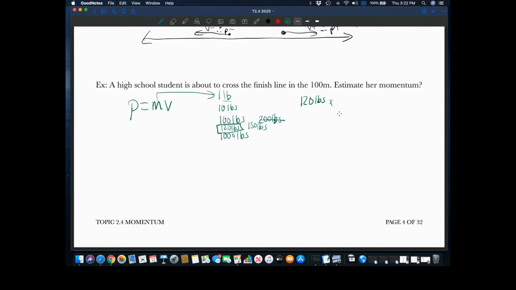We can multiply by our conversion factor, which is 1.0 kilogram is 2.200 pounds. Pounds cancel. We're going to be left with kilograms, and that leaves us with about 45 kilograms. So we know the mass is 45 kilograms. Okay, great. Now what about the velocity?